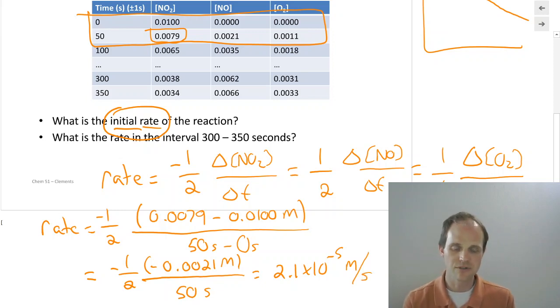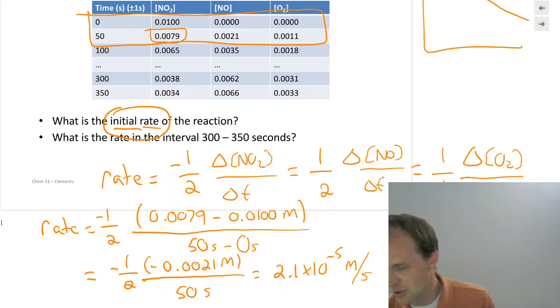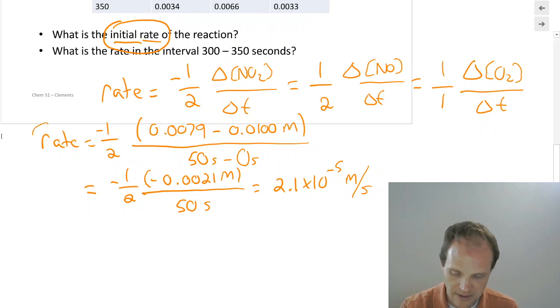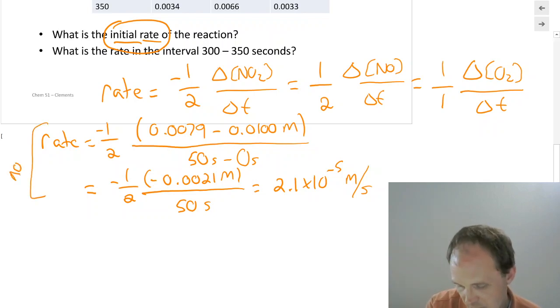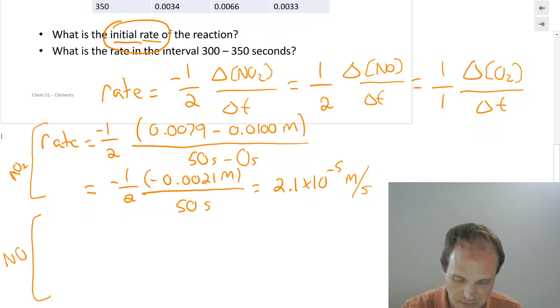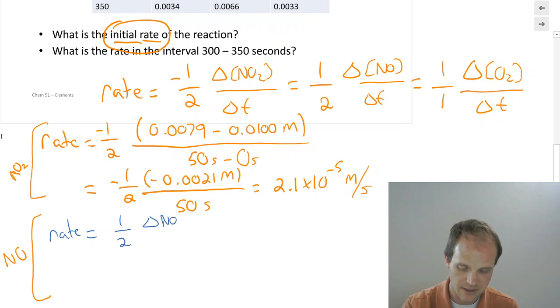Don't worry about the numbers too much, right? It's 10 to the minus 5th. Is that small? Is that big? We'll get there in a little while, but just make sure you're putting in the numbers right for now. So we get a rate of 2.1 times 10 to the minus 5th molar per second. Let's go ahead and figure it out for NO. So for NO, this was calculated using NO2. Let's go ahead and calculate it using NO. Let's use a different color. We'll use blue. Here for NO, the rate's going to be the positive 1/2 times delta NO over delta t.